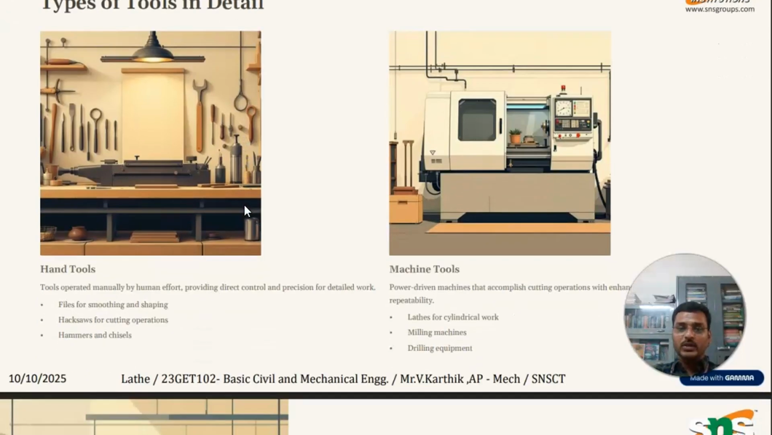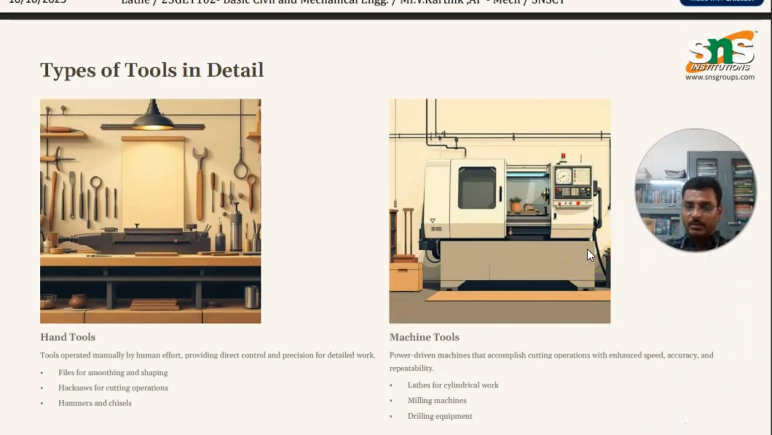Next one is the types of tool in detail. The hand tools are the tools operated manually by human effort. Almost all the olden techniques like files for smoothing and shaping, hacksaw blade for cutting operations, and hammers and chisels to remove the scrap or some additional materials in the finished product. This is a traditional technique that we still use, but now they're using the machine tools like lathe for cylindrical work, and then milling operations, and then drilling equipment.